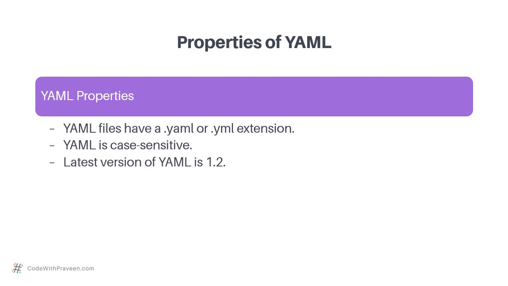Finally, the latest version of YAML that we are going to see is 1.2. The initial version was 1.0, followed by 1.1, and the most recent version is 1.2. Hence, all the properties and language constructs that you are going to cover throughout this section are going to be based on YAML version 1.2.